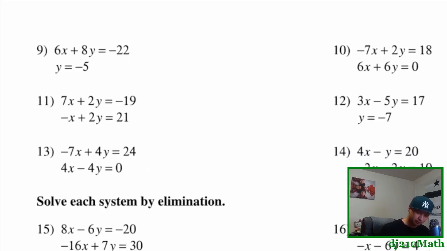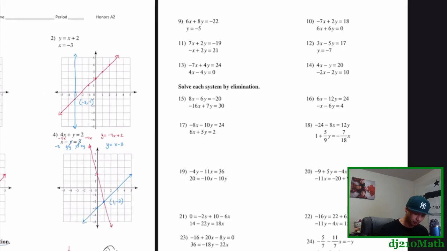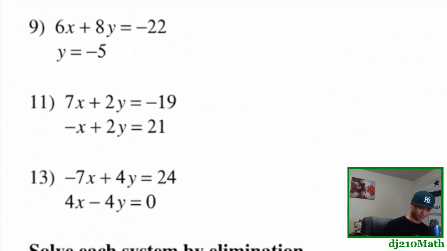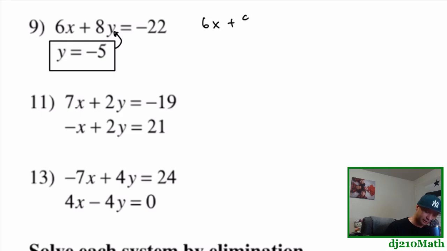All right. Second page. What are we doing? Still substitution. All right. Okay, well, we got a piece of the puzzle. Y is equal to negative 5. That's nice. Plug that into here, into y. So 6x plus 8 times negative 5 equals negative 22. So 6x minus 40, negative 22. I'm going to add 40.